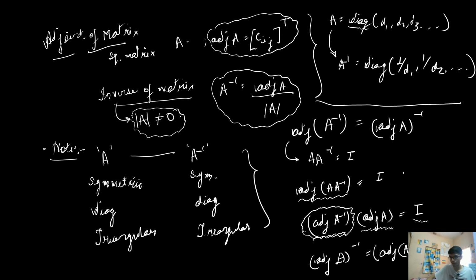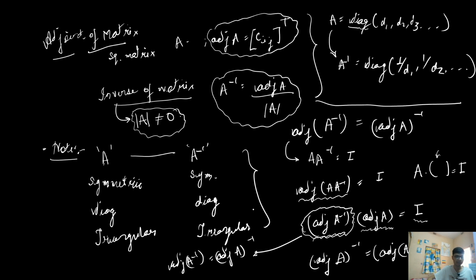So how can we say this? Because I have already talked about it: for a square matrix, if you multiply it by a matrix such that the result is the identity matrix, then this unknown matrix is known as the inverse matrix. So from here I can prove that the adjoint of A inverse is equal to the inverse of the adjoint of A. I hope this proof was clear.